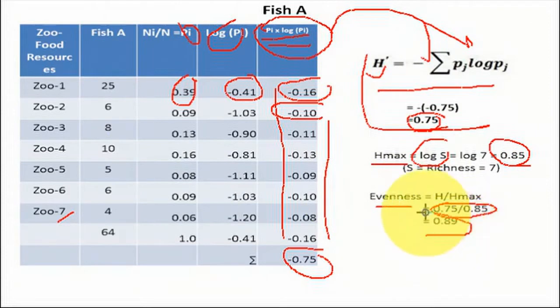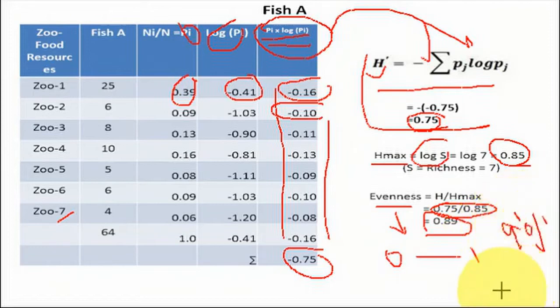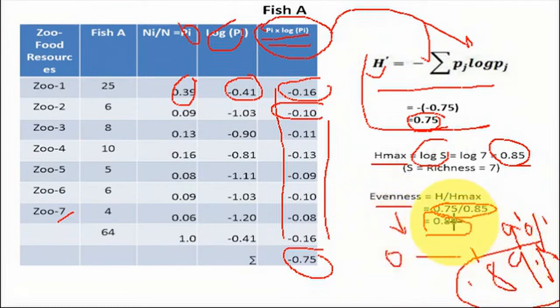Now you found it is 0.89, and this evenness ranges between 0 to 1. So 0.89 means it is almost 90, 0.9. So you can write it as 90% also, or if you want to be very specific, you can write 89%, no problem. So this way you can find the evenness, and this can be used as a measure of diet breadth for the fish species or any organisms.